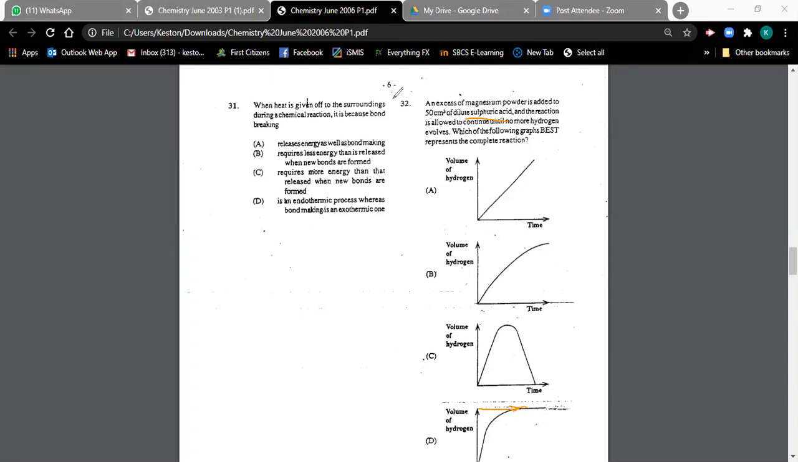Even B is the answer that I'm now looking at. As less and less of this becomes available, right? The reaction is going to slow down. The volume of hydrogen being released is going to eventually slow down, right? Stick with what we have. E.